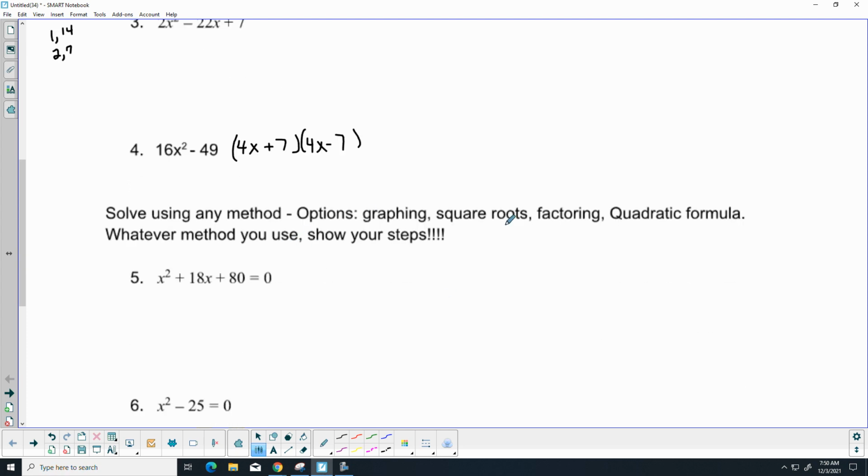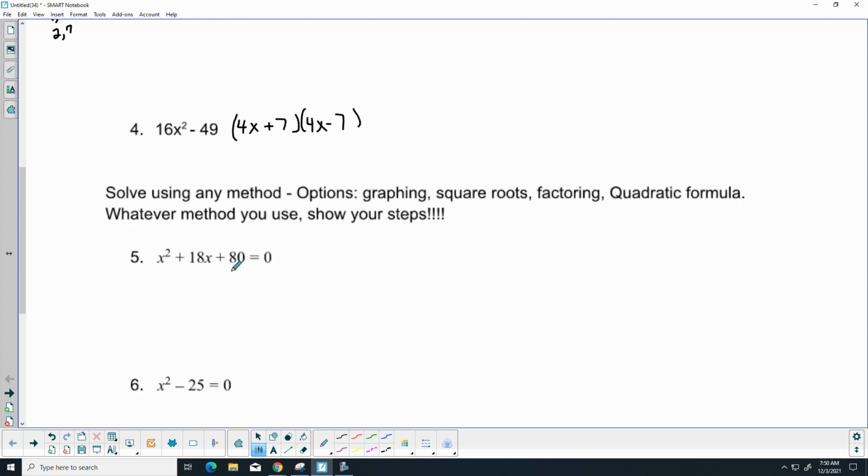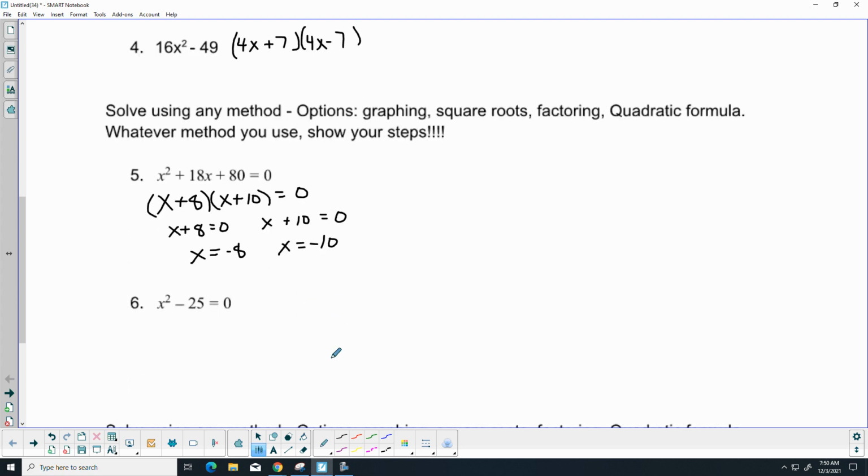All right, we can solve these any way that we want to. I'm thinking the first one, I would like to factor that. Two numbers that multiply to 80 and add to 18: 8 and 10. Well, this one does say to solve, so then you're going to take each one of those factors and set them equal to 0. I'm going to get x equals negative 8 and x equals negative 10. And those are my two solutions.